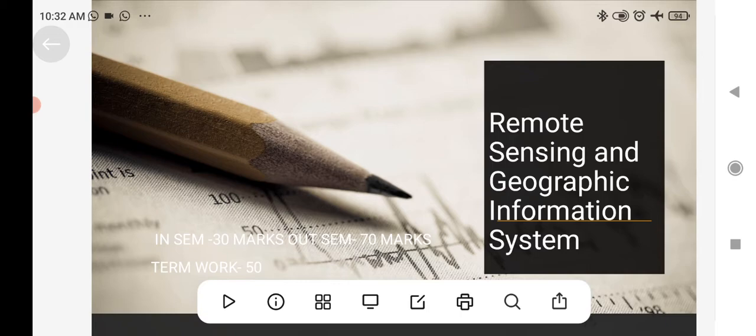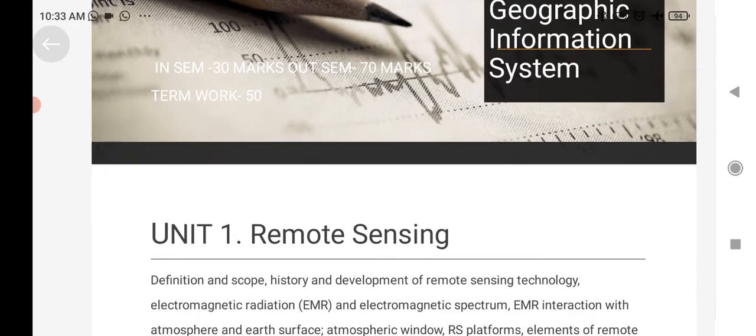I am Sarika Thombre, professor of civil engineering in Mosey College of Engineering. Today I am taking the subject of remote sensing and geographical information system. In total, this subject has 100 marks in the written exam and 50 marks in term work. For the in-sem there are 30 marks and for the out-sem 70 marks. Today we will discuss the syllabus.